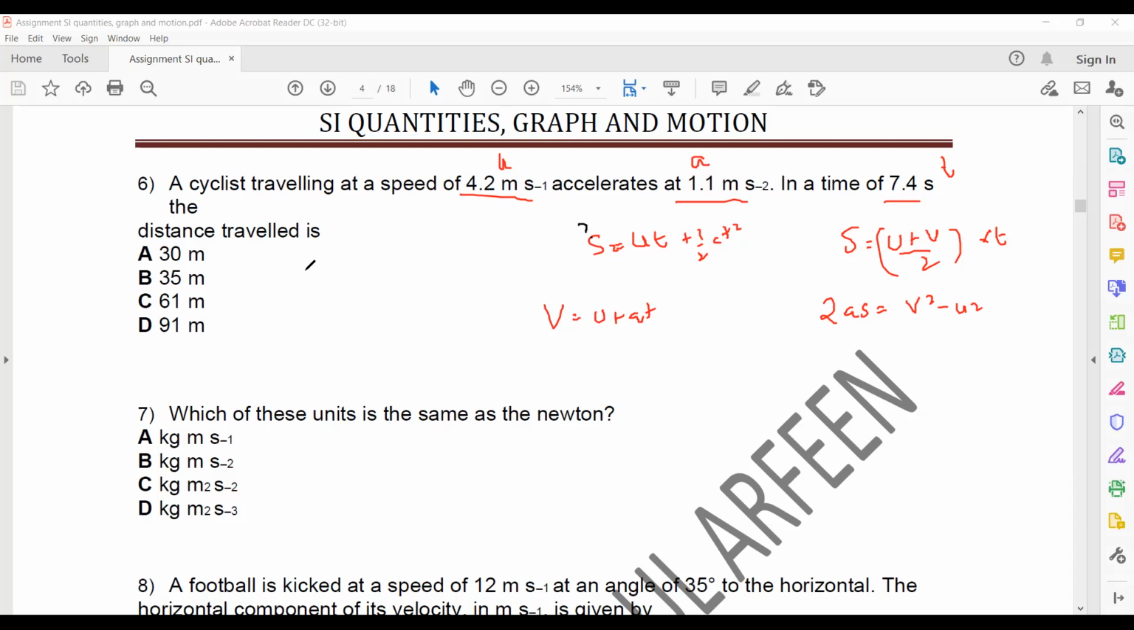So when I use this equation, the formula s is equals to ut plus half at square. The initial velocity is 4.2 multiplied by time, it is 7.4, plus half, then acceleration is 1.1, and t square, so 7.4 square. So what will be the final answer when we solve this? It will come out as 61 meter. So C will be the right answer. Is it clear, this one?